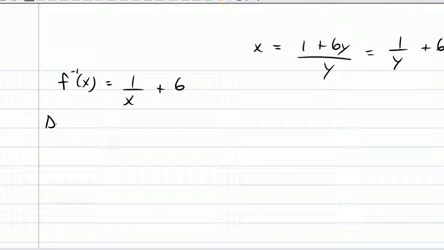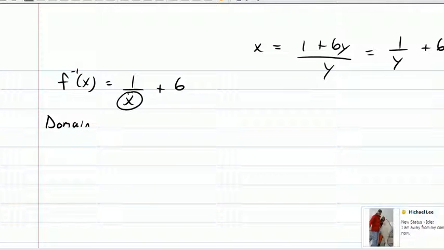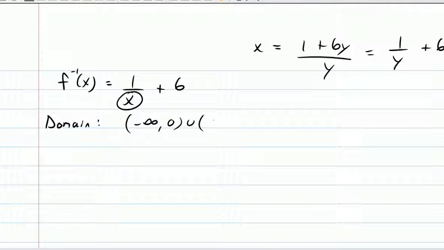Right, so domain, what can you and can't you plug in? The only thing you can't plug in is 0 because you can't divide by 0. So negative infinity to 0, union 0 to infinity.